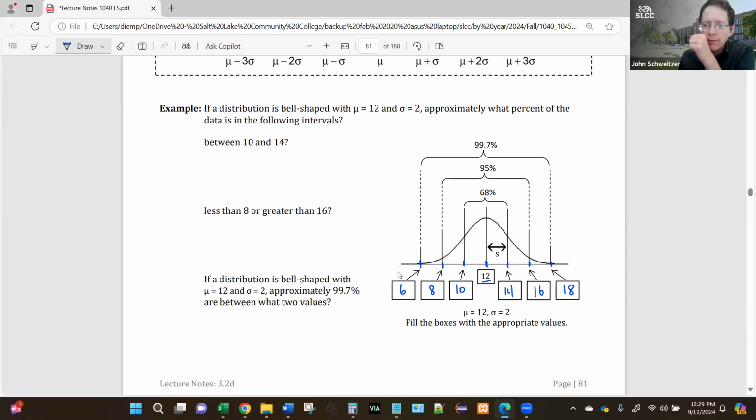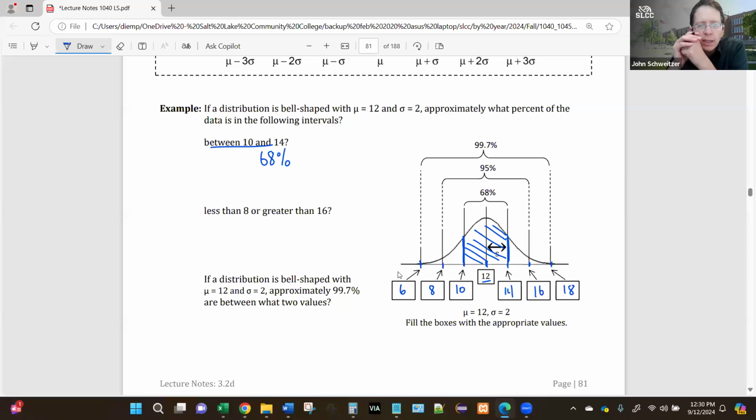So between 10 and 14, well, 10 is here, 14 is over here. What percent will be between 10 and 14? Well, that's 1 standard deviation in both directions. So there we go, 68%.